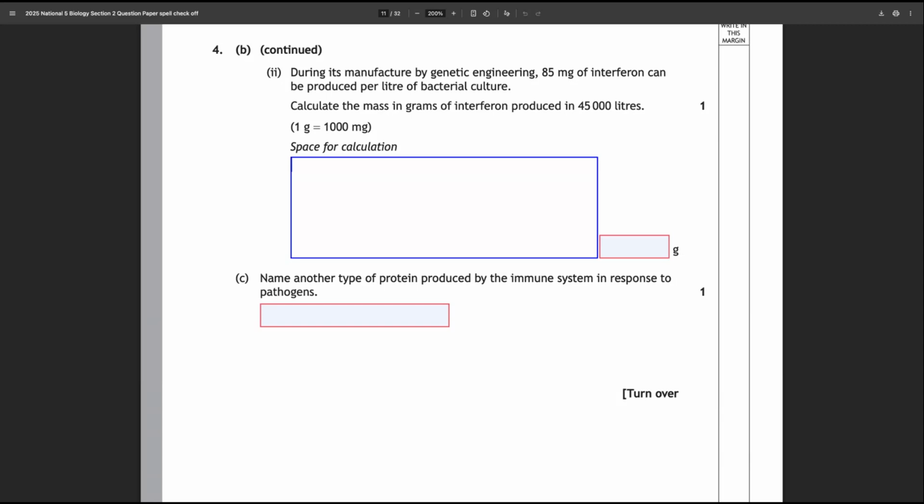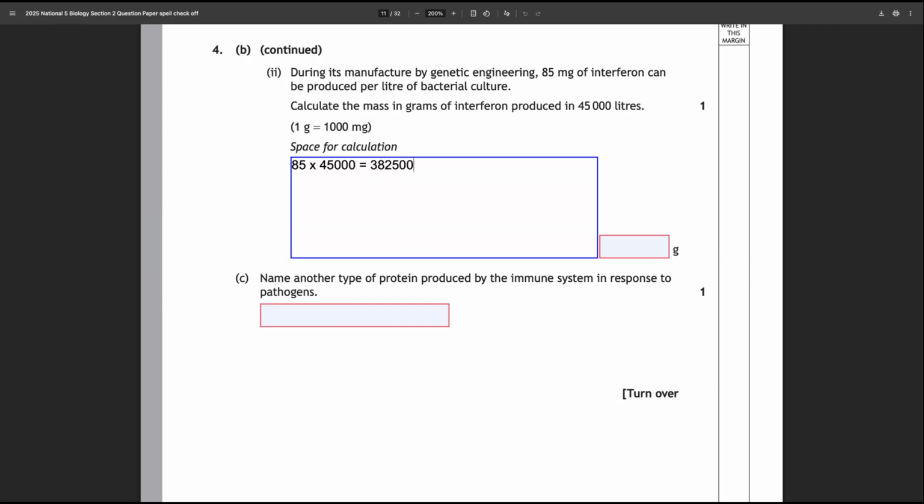Okay, so if in 1 litre, because it says per litre at the top there, we produce 85 milligrams, we have to calculate the mass in grams of interferon produced in 45,000. So the first thing we do is we say, right, we can produce 85 in 1 litre, and it's asking us for 45,000 litres. We times the 85 by 45,000. And I'm going to have to use my calculator for that because my mental maths is not good enough to quickly do that.